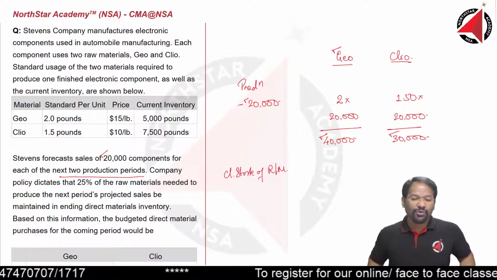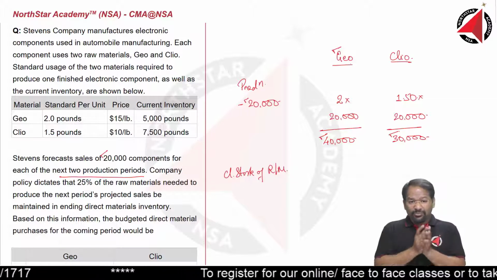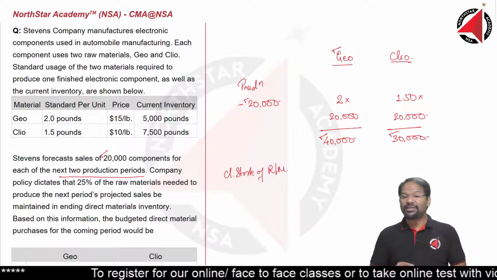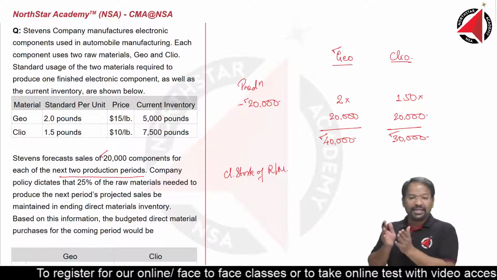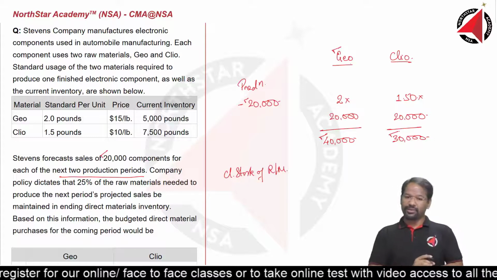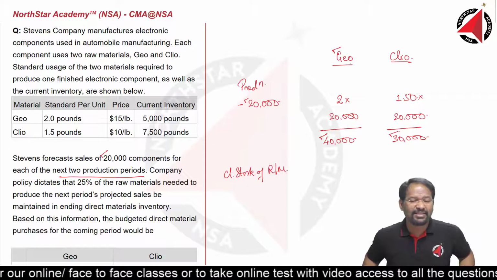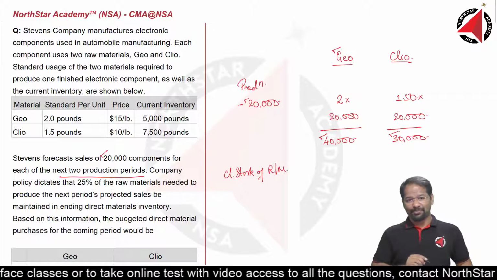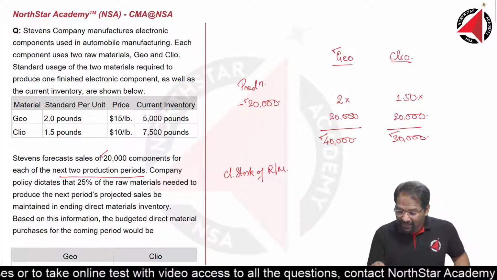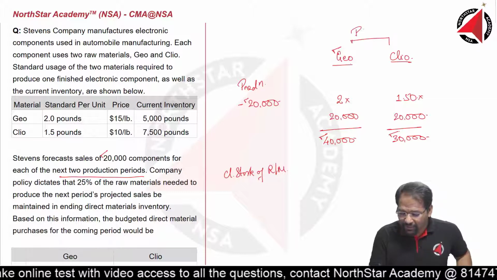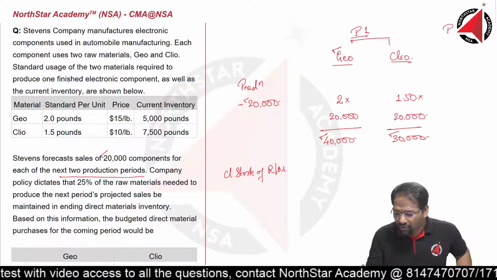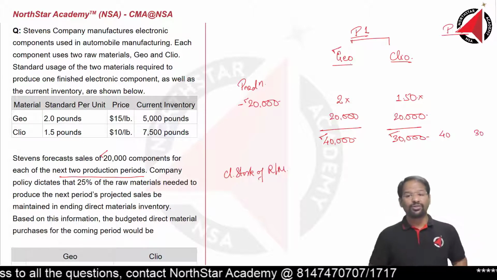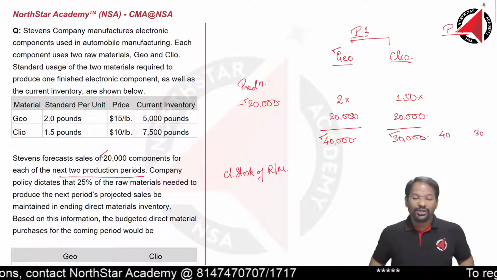The closing stock of raw material, it said, is 25% of the raw materials needed to produce the next period's projected sales. And how much is the next period's projected sale? Exactly the same as the current period's projected sales. Since the projected sales are the same, the consumption requirement would also be the same. So in period 1, let's call it period 1, in period 2 also we would require exactly the same 40,000 and 30,000 pounds of raw material, Geo and Clio.